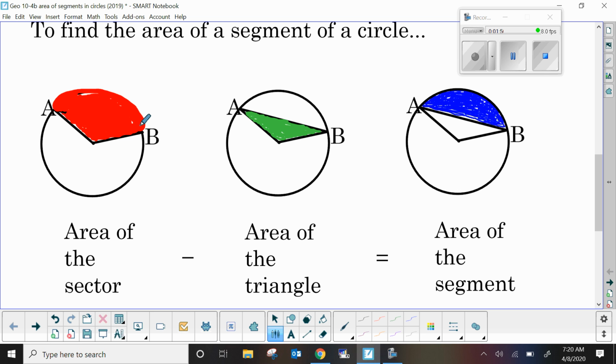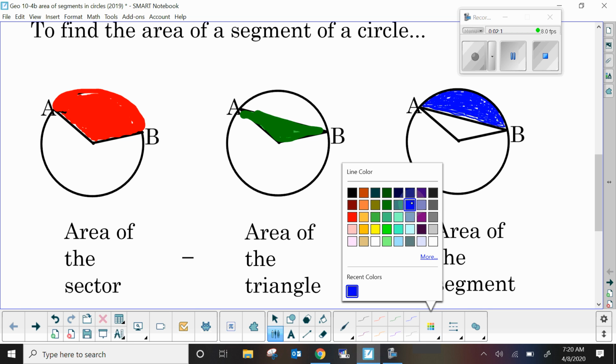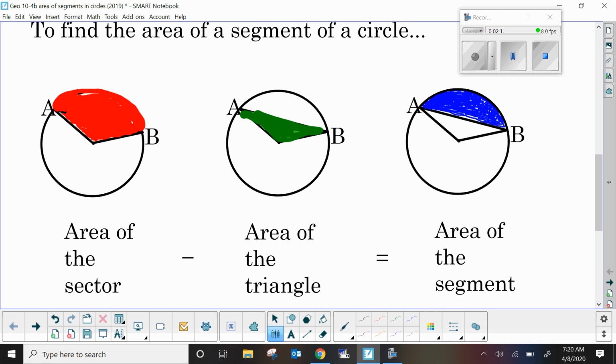Our plan is to find that area, then subtract the area of the triangle. That's what this green part is in the second picture. This green part here is the triangle. And if I subtract this triangle away from the sector, I'll be left with the segment. That's this blue part. So that is the goal.